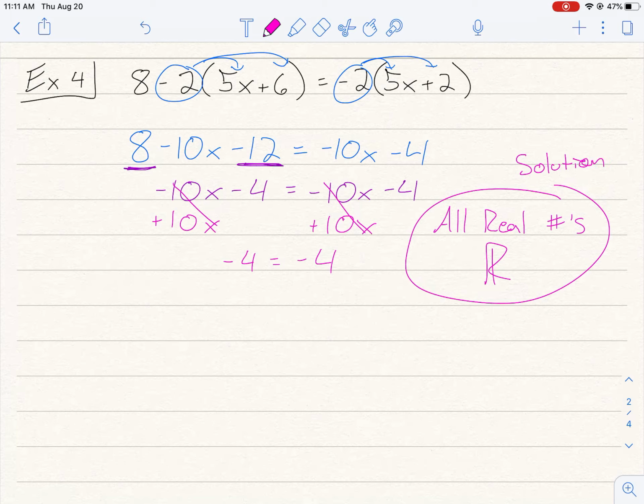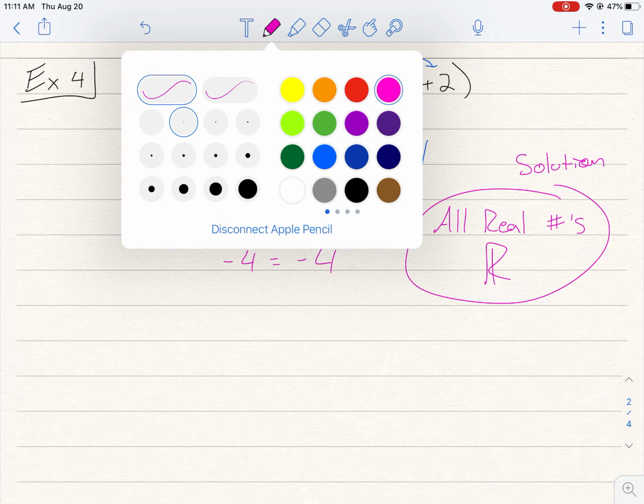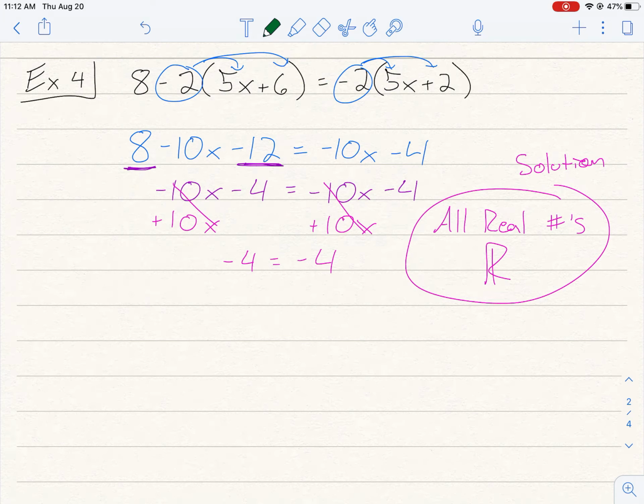Any number that you plug in, it doesn't matter what the number is, this would always come out to be a true statement. So determining if it's always true, sometimes true, or never true, this is always true. The reason being is because it's all real numbers. So this is always true.